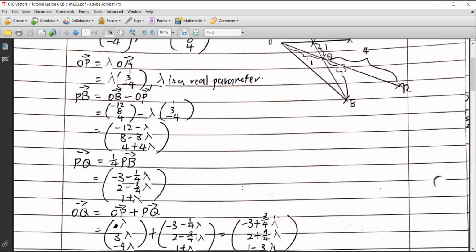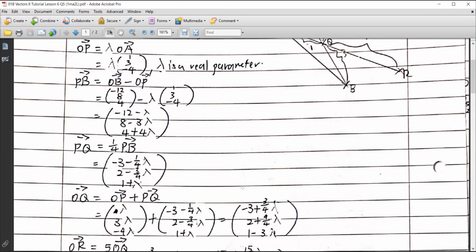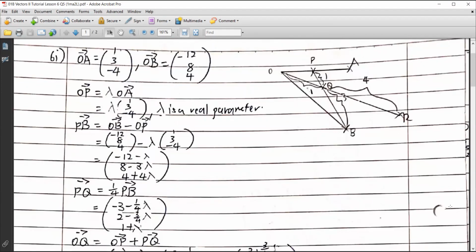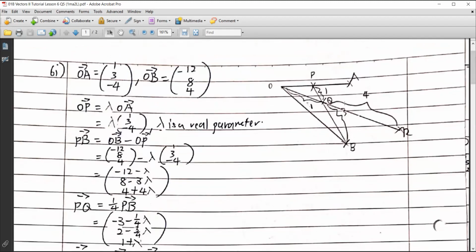Is there any other more efficient way to do this? I heard some murmurs. Can the murmur be loud and clear? Someone say something. Benedict, you said one, right? Came from the help: ratio theorem. Yes, thank you. So you can just immediately use the ratio theorem. Vector OQ equals 3 times OP plus 1 times OB, whole thing divided by 4.